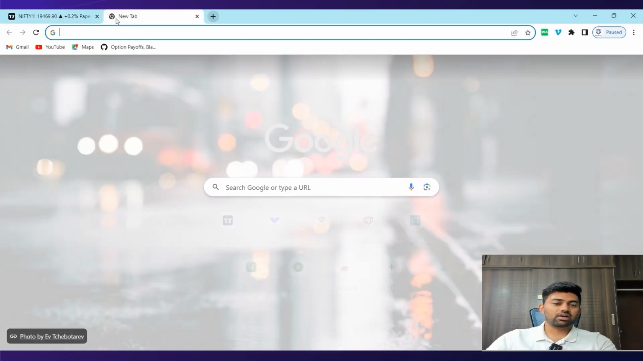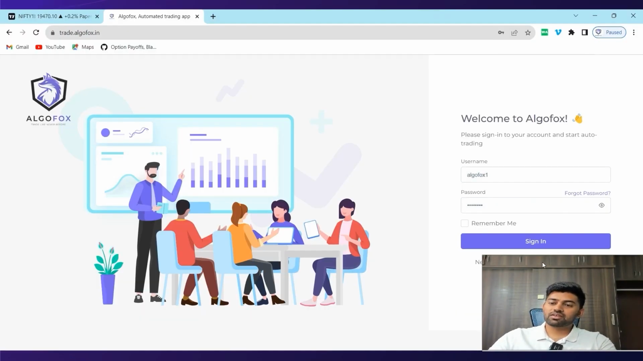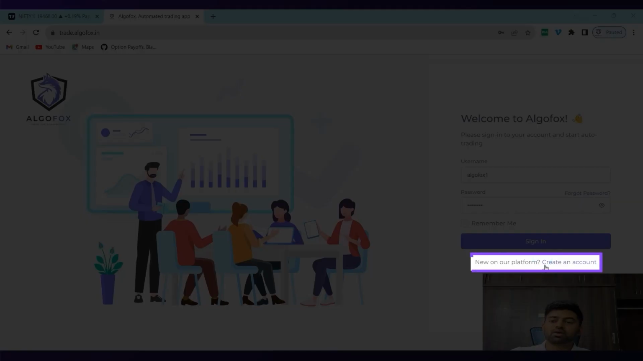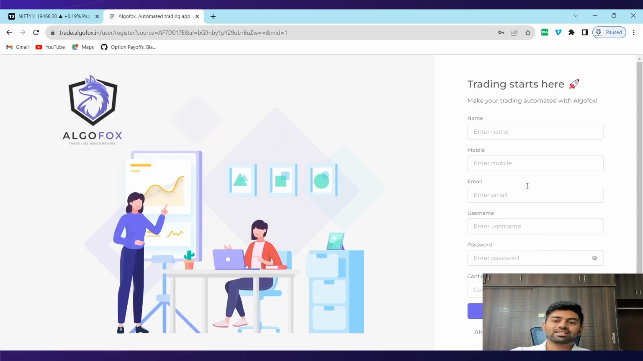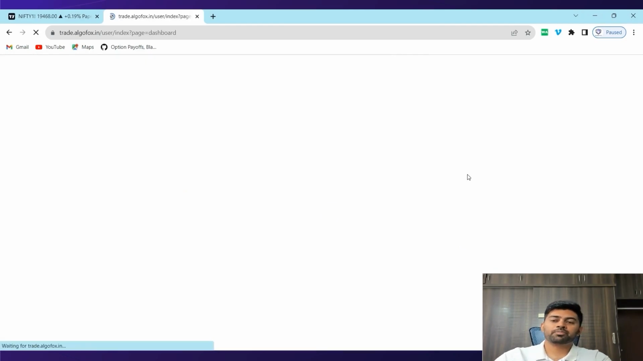To connect with AlgoFox, all you have to do is log in into AlgoFox. If you have never used AlgoFox to automate your trades, you can simply click on create an account here, sign up, and use a 7 days trial absolutely free. I already have an account in AlgoFox. I'll just log in into the account.